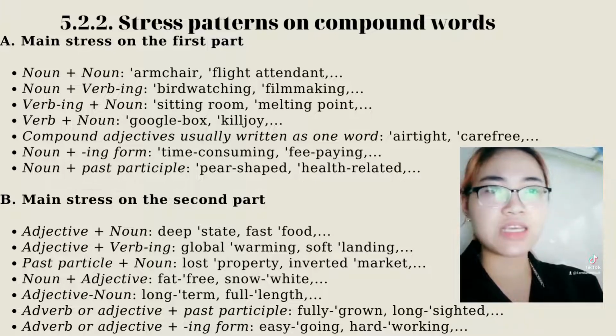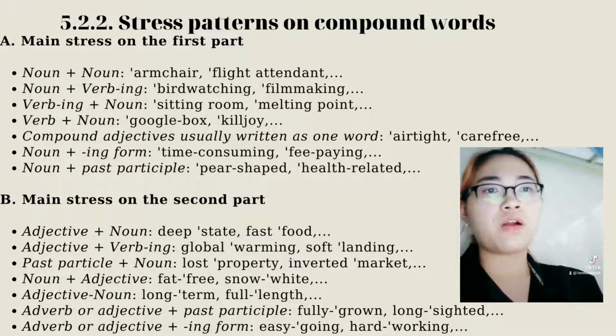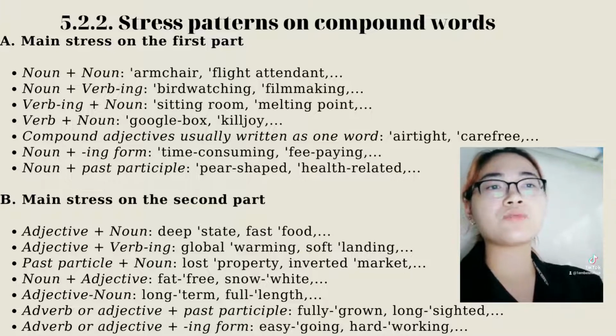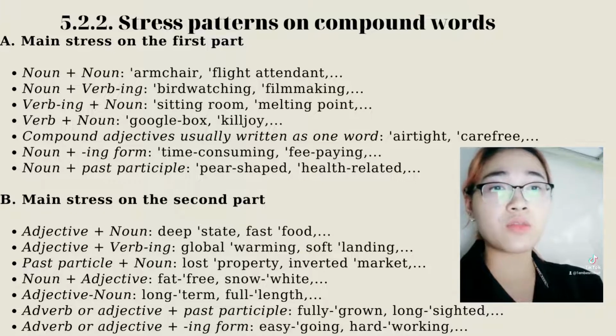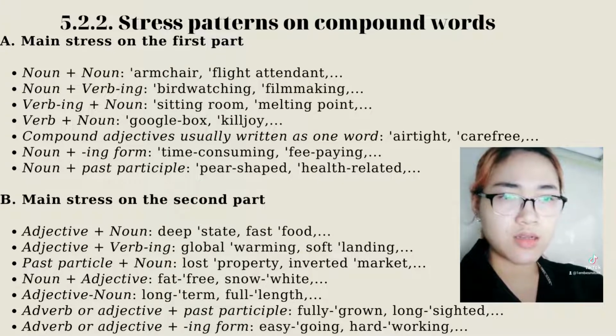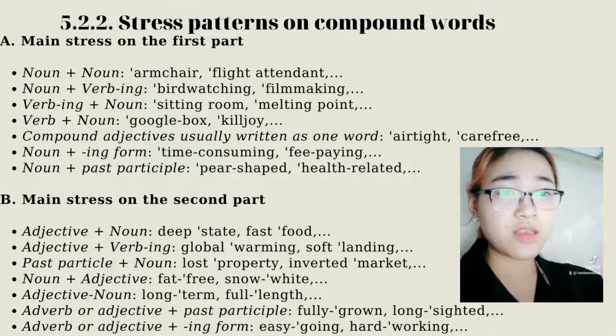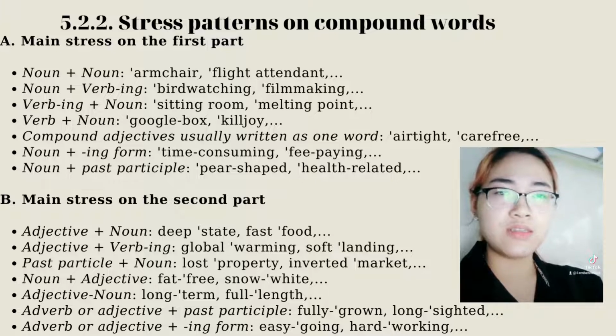invented markets. For compound adjectives, primary stress falls on the second part in the following structure. Noun and adjective, like fast, free, snow, white. Adjective noun.